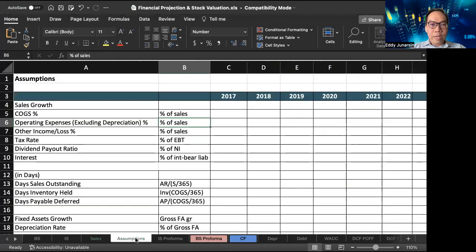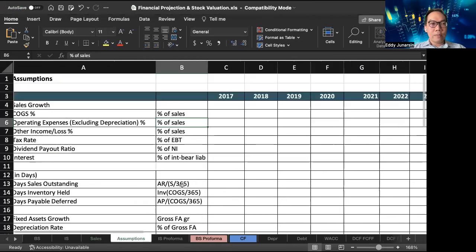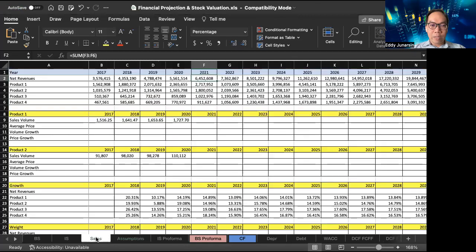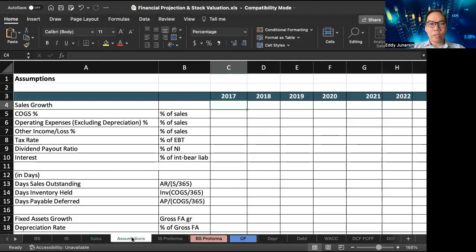Okay, so next one, let's look at the assumption sheet. This is very, very crucial. Sales growth, we got it. We just made a separate sheet for revenues, like for sales, so we'll leave this one blank. We don't need to fill that out anymore.